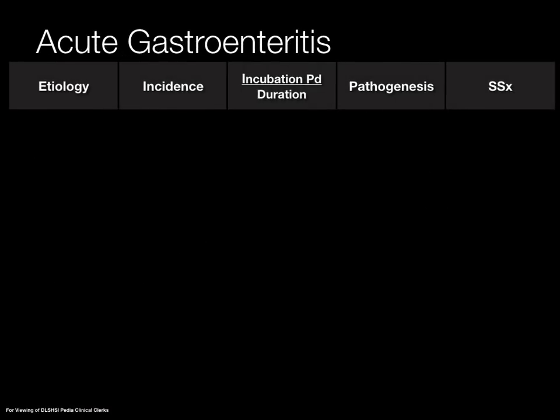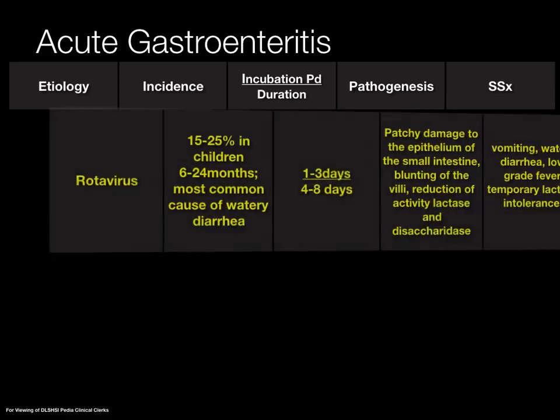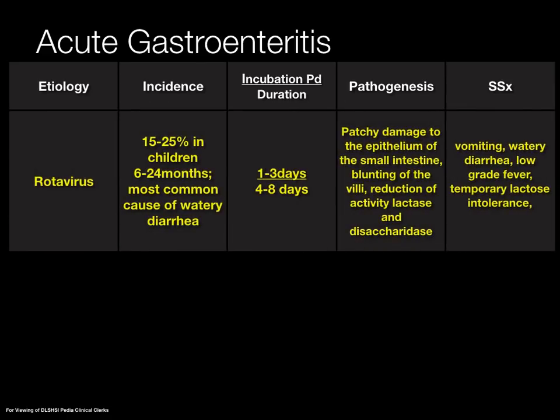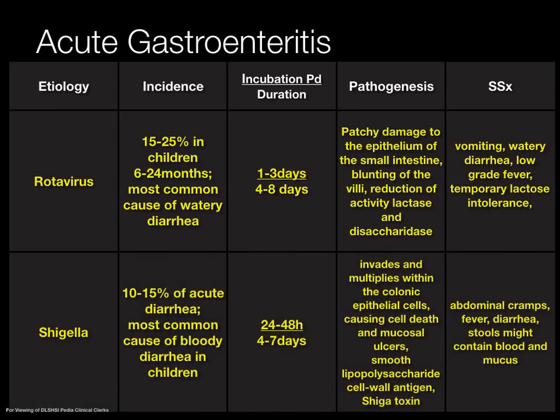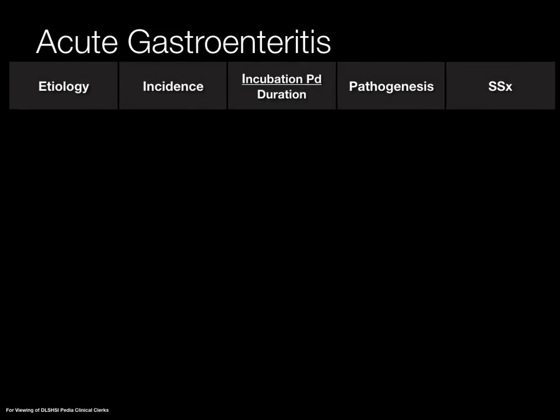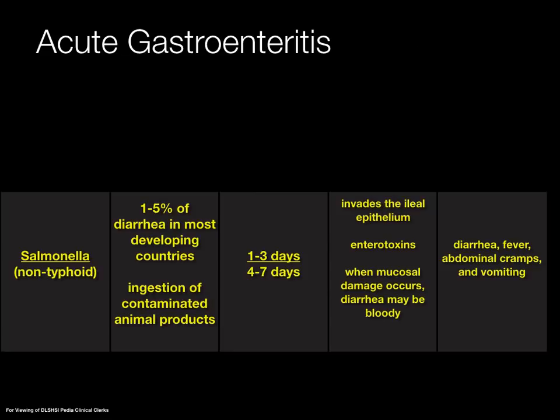There are different etiologies of acute gastroenteritis, the most common of which is rotavirus, presenting with vomiting initially, followed by watery diarrhea, low-grade fever, and temporary lactose intolerance. Shigellosis usually presents with abdominal cramps, fever, diarrhea, and stools might contain blood and mucus. Cholera presents with profuse watery diarrhea and vomiting, which can lead to severe dehydration and death within hours.